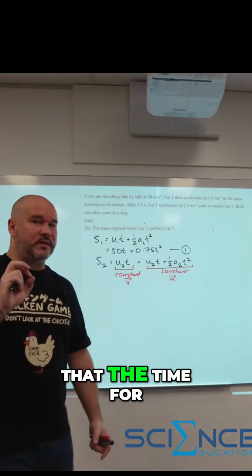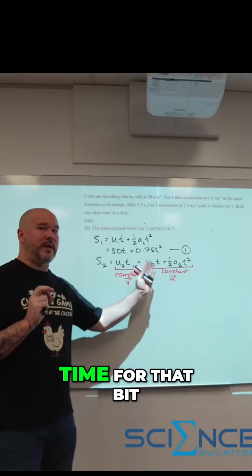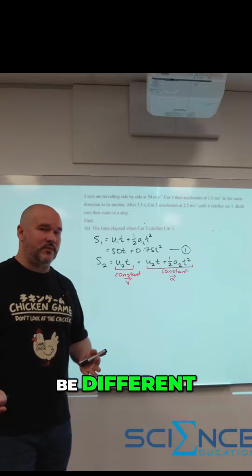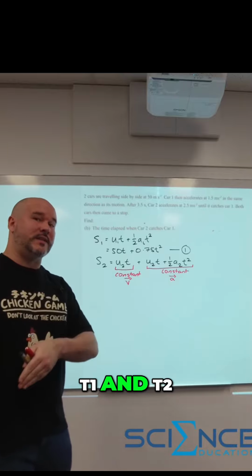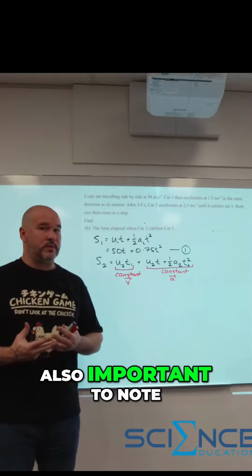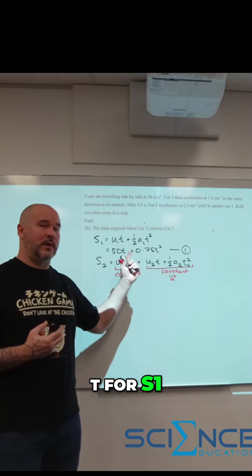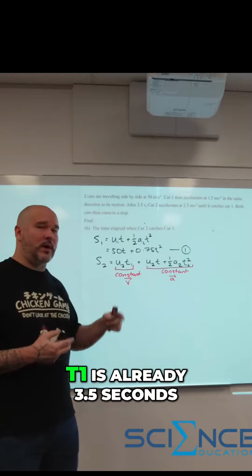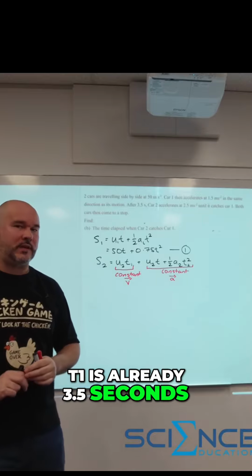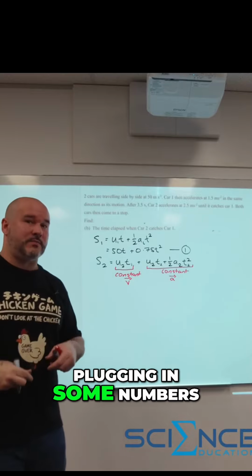Important thing to note that the time for this bit and the time for that bit are actually going to be different. So let's denote them t1 and t2. Also important to note that t1 plus t2 is going to equal t for s1. And we know that t1 is already 3.5 seconds. So let's go about plugging in some numbers.